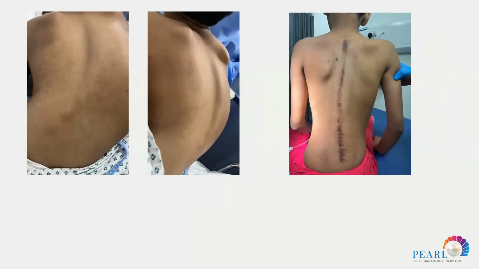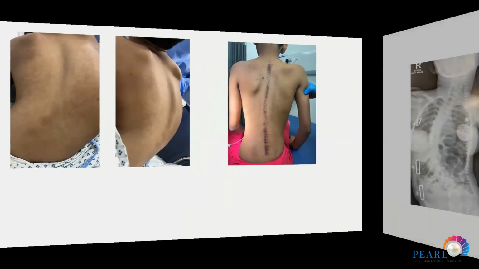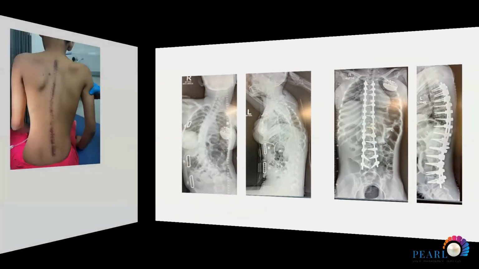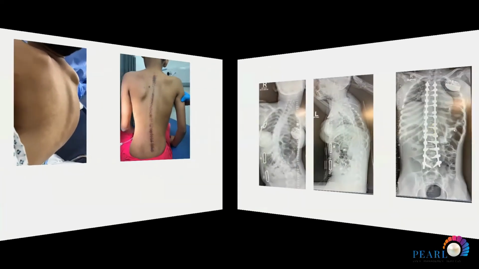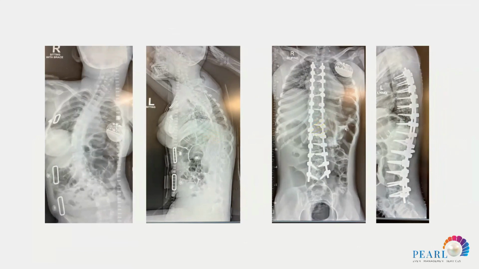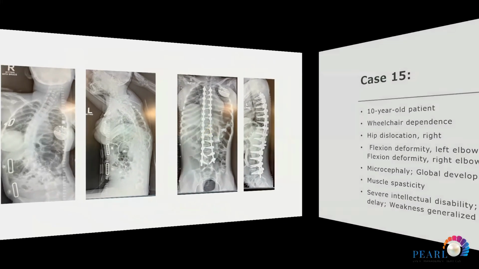Okay. So this is another neuromuscular scoliosis patient. Also, we can see the result after the surgery. Big curve. This is also with brace, with VEPTR also, and very good correction after the surgery.